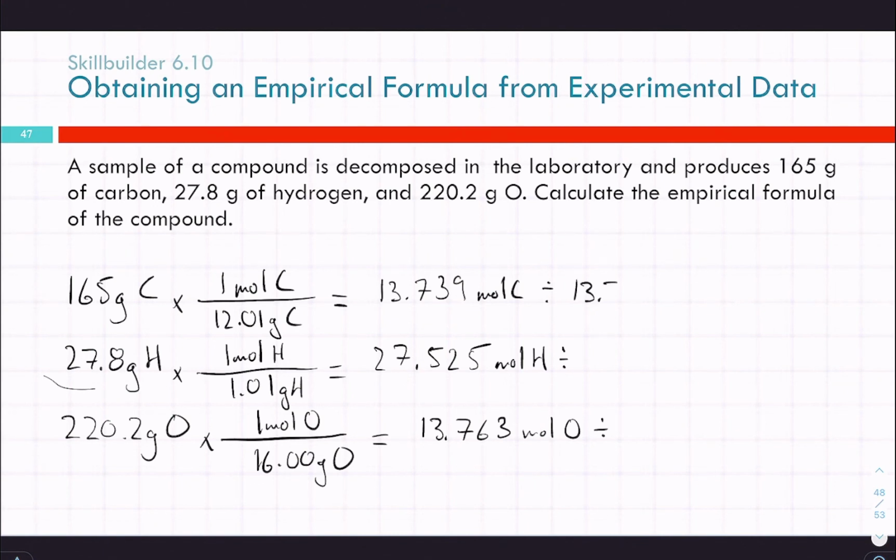So we'll divide everything by 13.739. So this first one will be exactly 1. And the second one will be, so 27.525 divided by 13.739. It's 2.003. So I'm just going to write 2 moles. And then our last one is going to be very, very close to 1. So 1.0017. So 1 mole of oxygen.